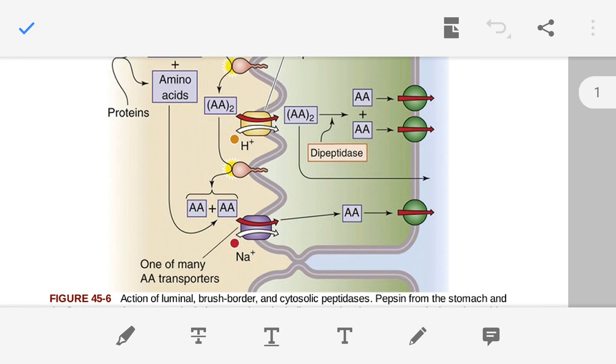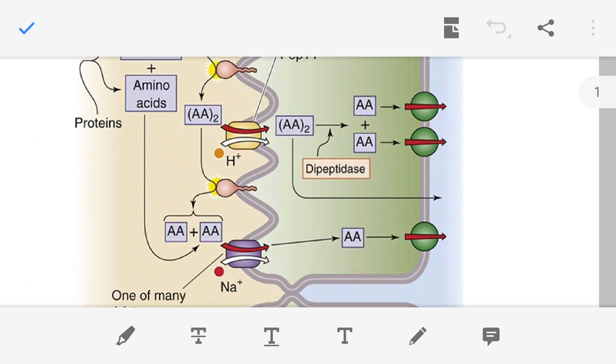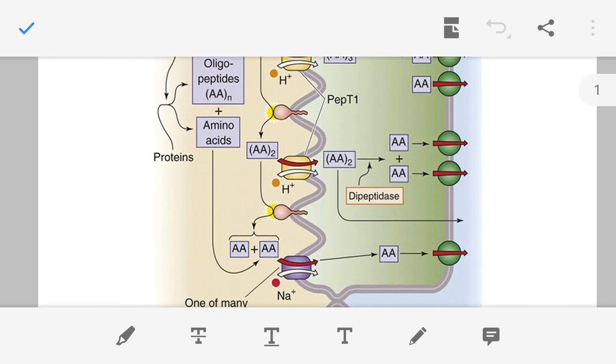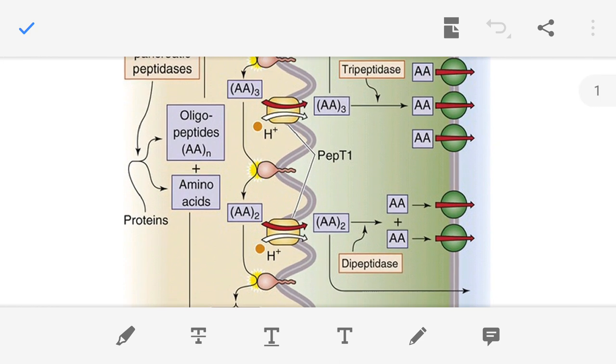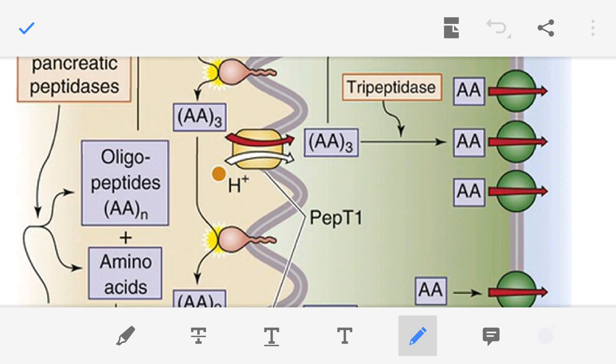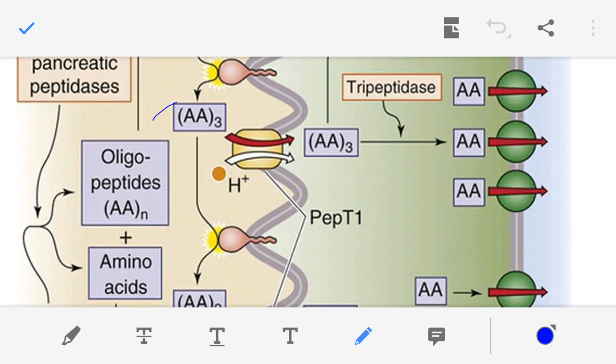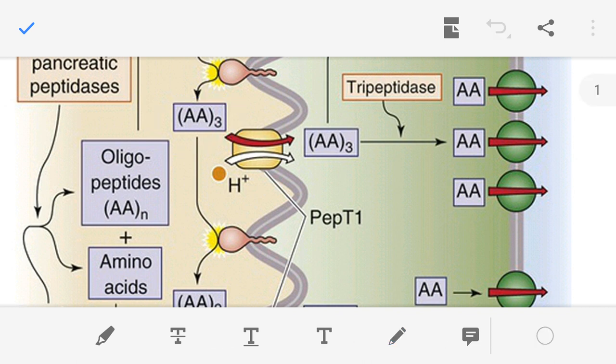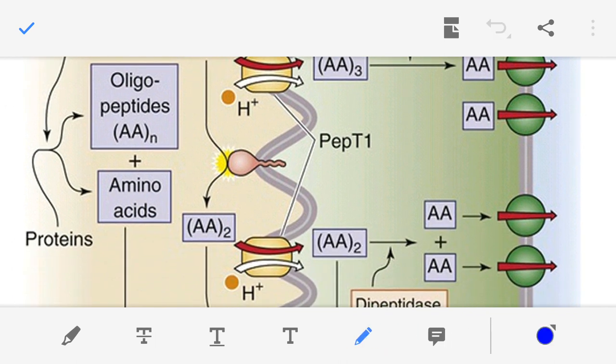Now let's discuss how this tripeptide, this one is the tripeptide, and this one is the dipeptide. Now how do this dipeptide and tripeptide enter into the cytoplasm of the enterocyte?